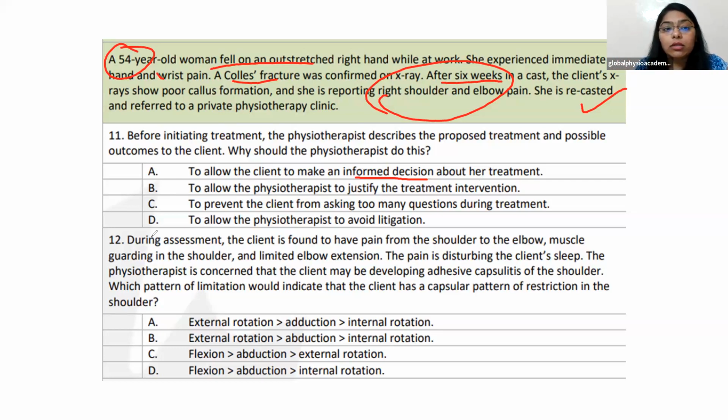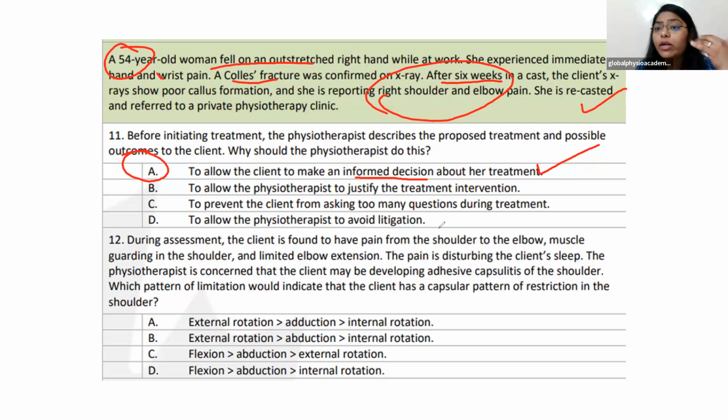Third is to prevent the client from asking too many questions. That is not allowable. They can ask as many questions as they want, and it is your duty to explain everything. And to allow the physiotherapist to avoid litigation? No, it is not like that. It is for consent, and consent is an informed decision. The answer is A.